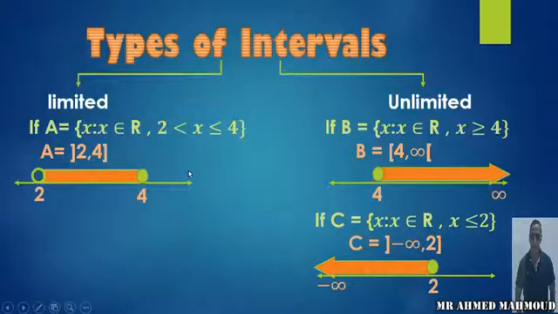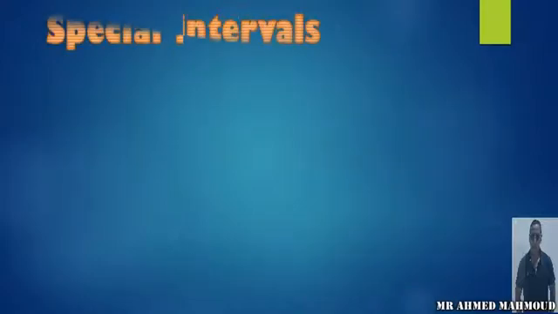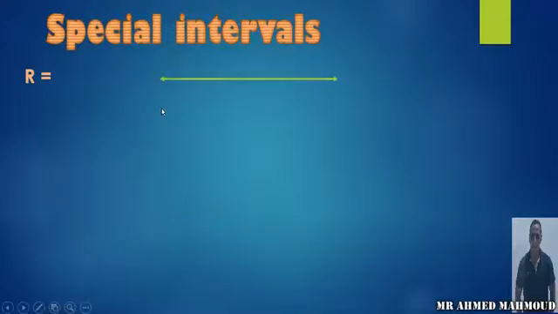Now we have studied the types of intervals. Let's study special cases of the intervals. The first special interval is called R. We can represent it with an interval like this. If we have a number line like this, with infinity to the right, negative infinity to the left, and 0 in the middle, R here represents all the numbers on the number line, or the whole number line. Its start is negative infinity and its end is positive infinity.